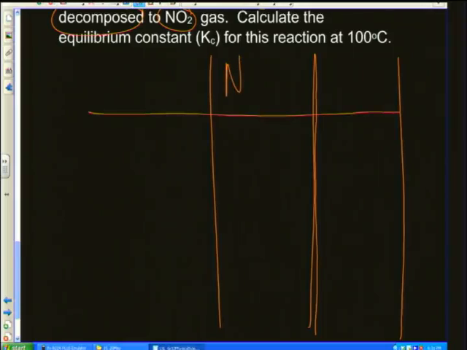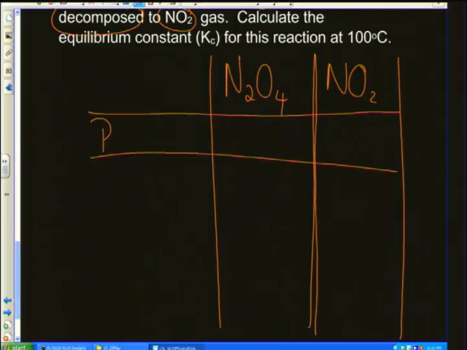So we have N2O4, so we're going to put that over there, and we have NO2. And all I'm doing right now is I'm setting up what I need to answer the question. In my first line, I have to have the molar ratio, which is where the R comes from. The ratio part is from the numbers in front of your balanced equation, okay? So the balanced equation was N2O4 goes to 2NO2, okay?